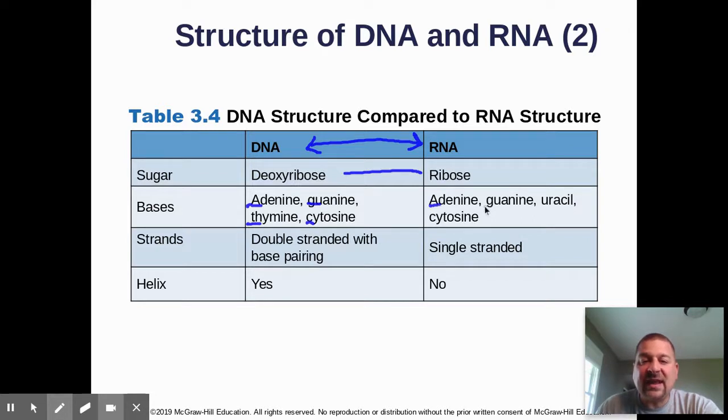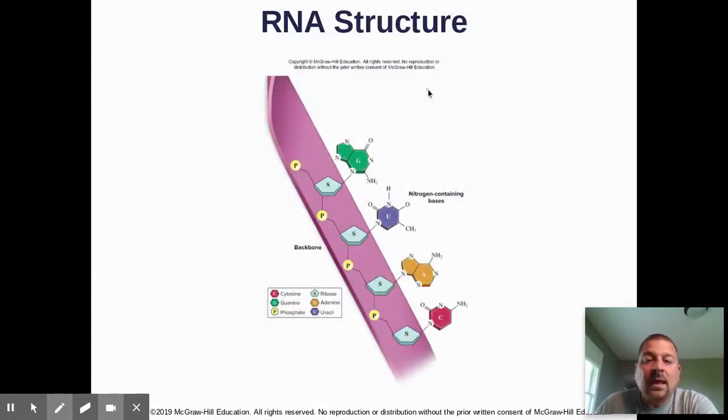RNA has A, G, C, and U. Uracil replaces thymine in DNA. DNA is double-stranded, which twists around itself, that double helix, whereas RNA is just a single-stranded nucleic acid. So DNA, again, is in a double helix. RNA is just single-stranded.